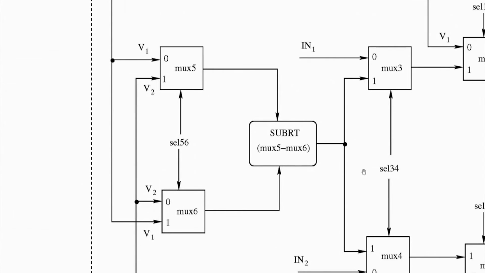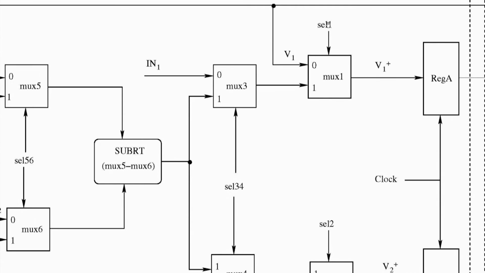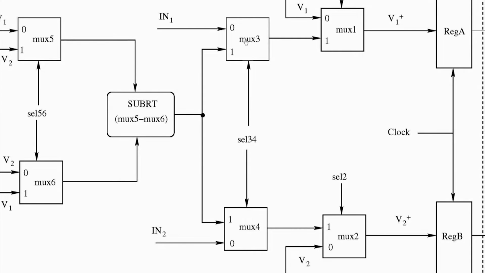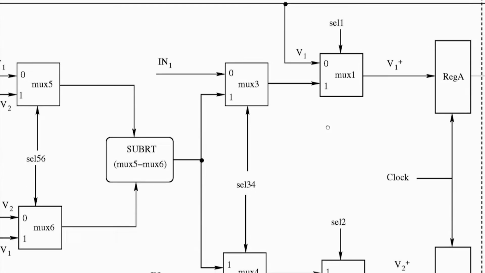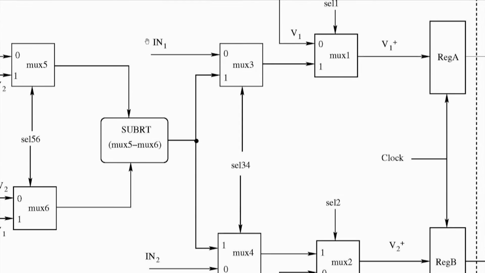Let me just concentrate on this. There is one multiplexer, Mux 3, and another multiplexer, Mux 4. The signal called select 3 4 is given a value by the controller. It will first be made 0, so that in1 goes to Mux 3 and in2 goes to Mux 4. Then select 1 will be equal to 1 and select 2 will also be equal to 1, so that the value, that is in1, reaches the register.